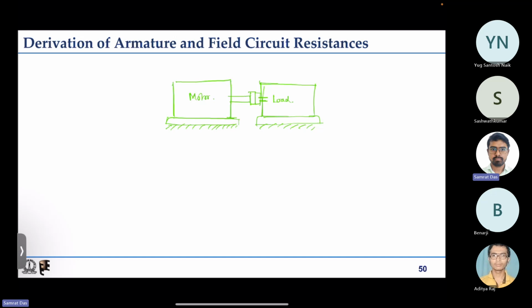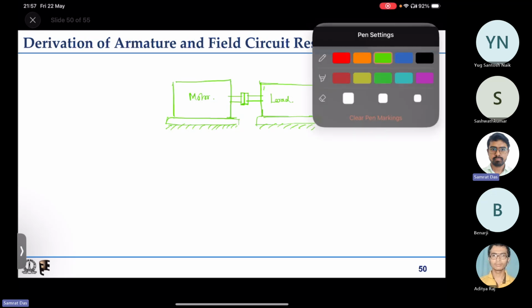I should have extended the shaft a little bit, but anyway, it's fine. So we have the coupling and we have the load connected, right? This is the system that we have.